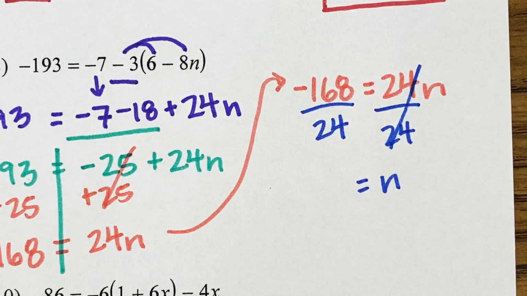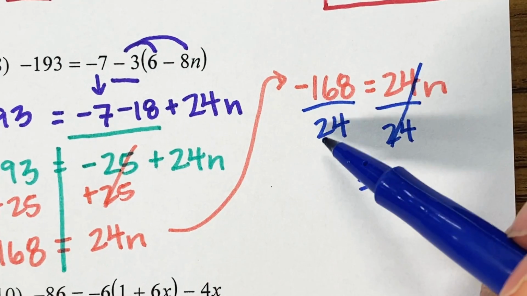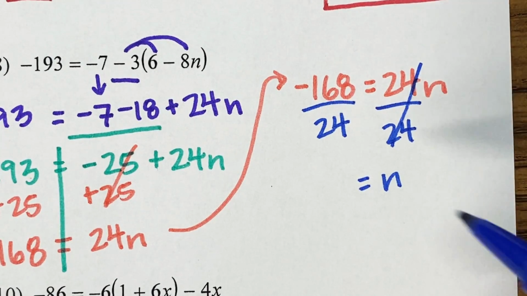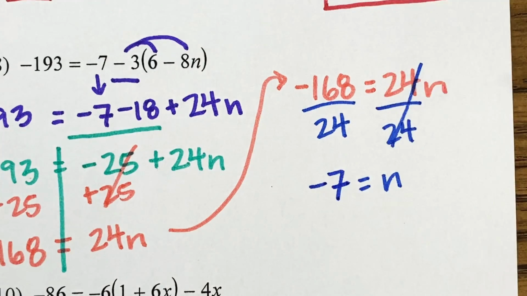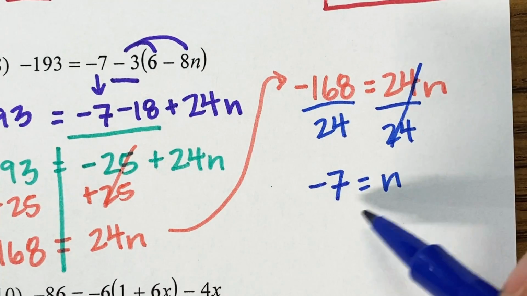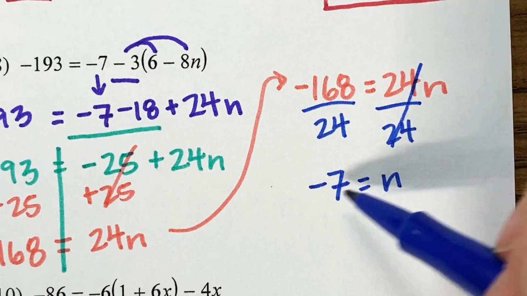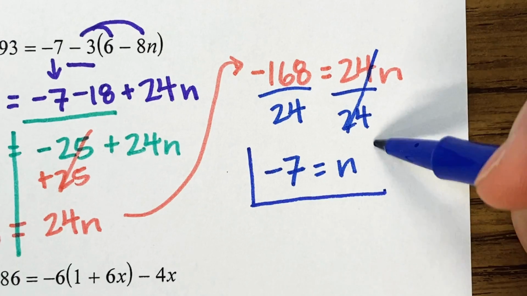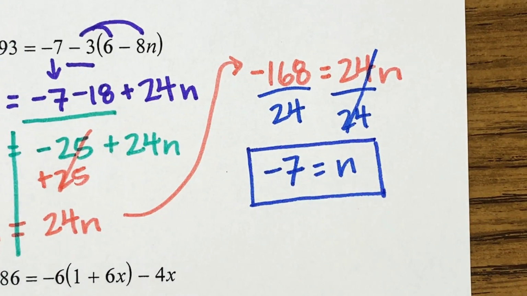N equals, what is negative 168 divided by 24? Ooh, same answer. Negative 7. You don't have to rewrite this. N equals negative 7. It's the same as writing it that way. So our answer, n equals negative 7. Awesome.